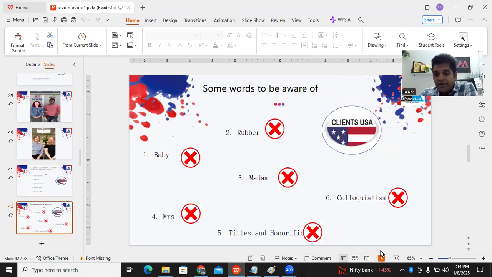Some words they need to be very aware of because they are dealing with foreign clients. Rubber is basically, guys, a condom. If you are actually referring to the rubber that erases something, it is called an eraser. Baby, in their connotation, is a girlfriend or a wife. You actually mean to ask, how is your child? So these things they need to be aware of.